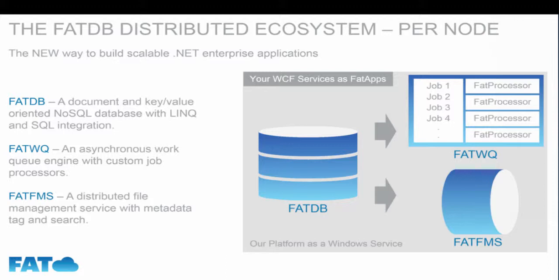We have our FatFMS, which is our distributed file management system. It basically clusters a bunch of computers together, their hard drives, and it acts as one large distributed data store. The cool thing about it is that you can tag files with metadata and search upon them and have a variable number of redundancy for input files and whatnot. So it's kind of an essential component for any large-scale enterprise application.